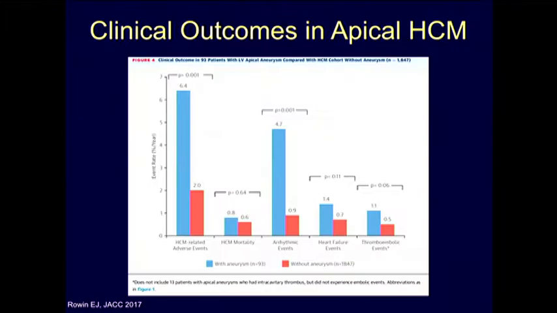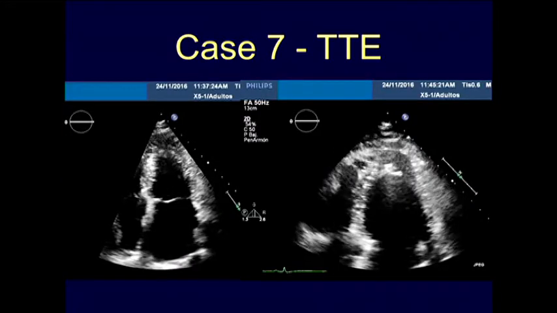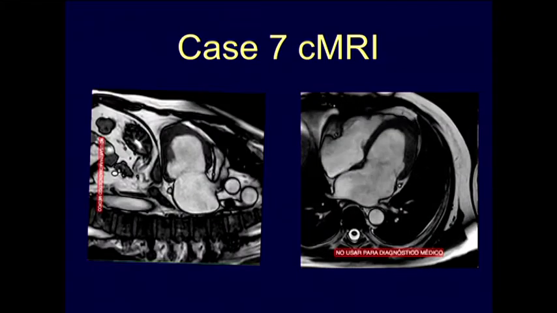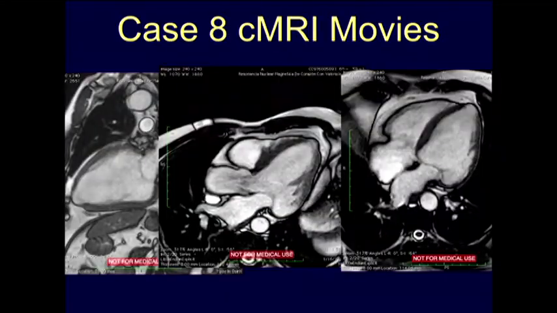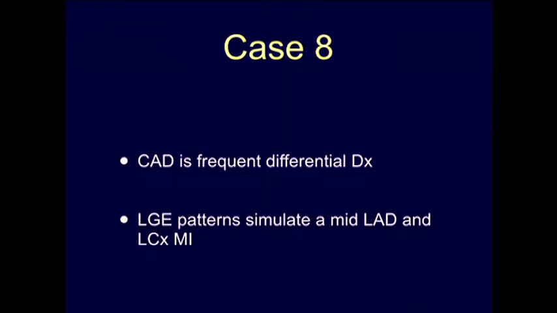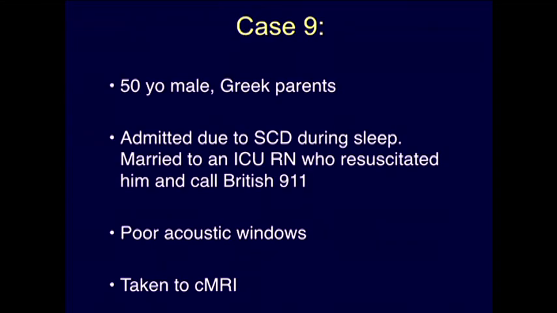There is a Chagas clinic in UCLA, and definitely the distribution of Chagas, at least where we see Chagas the most, which is in Latin America, is not as frequent. And we see a lot of transmural distribution. I'm sorry for skipping a few slides. Case number 8. Coronary disease is a frequent differential diagnosis because these patients may have mid-LAD infarction or an occlusion of the circumflex. So it's important to rule out any of these two conditions for Chagas disease.